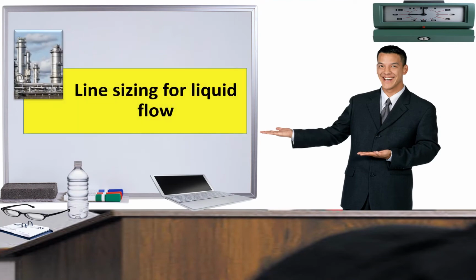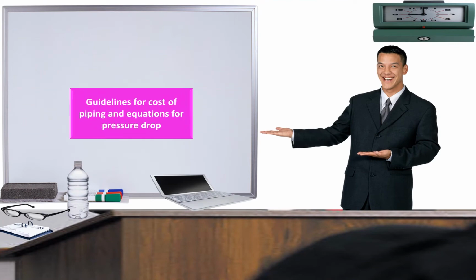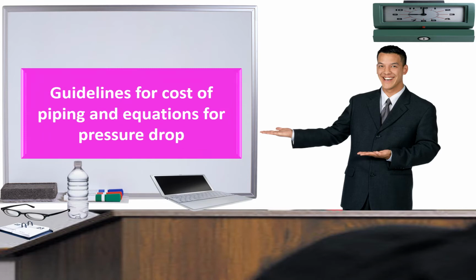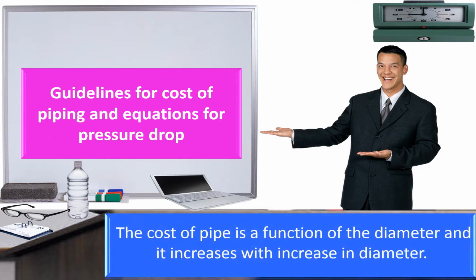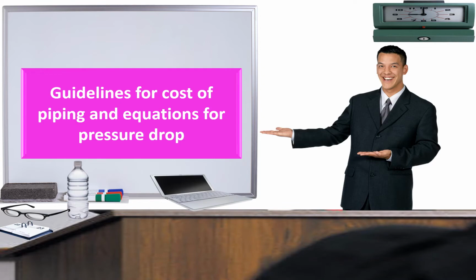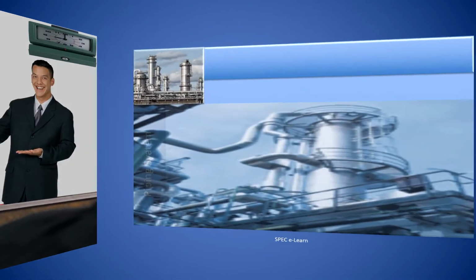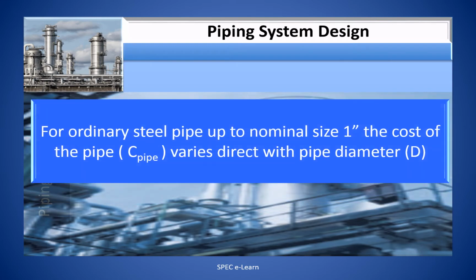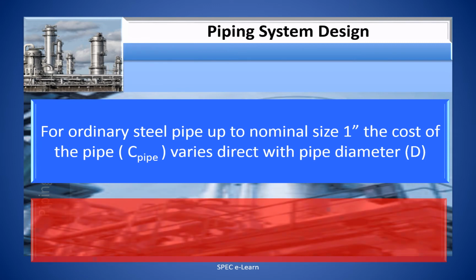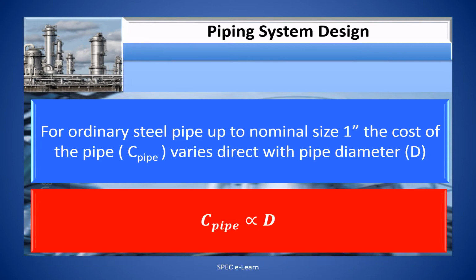Line sizing for liquid flow. Guidelines for cost of piping and engineering equations for pressure drop. The cost of piping is a function of the diameter and it increases with increasing diameter. For ordinary steel pipe up to nominal size 1 inch, the cost of pipe C pipe varies directly with pipe diameter D.